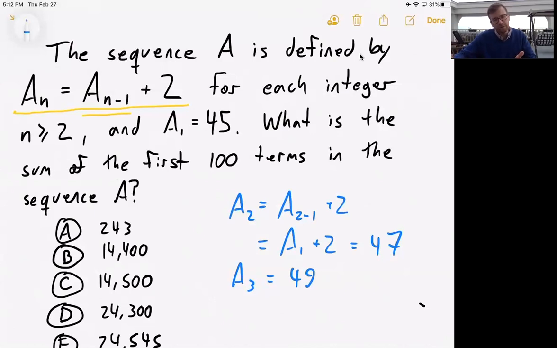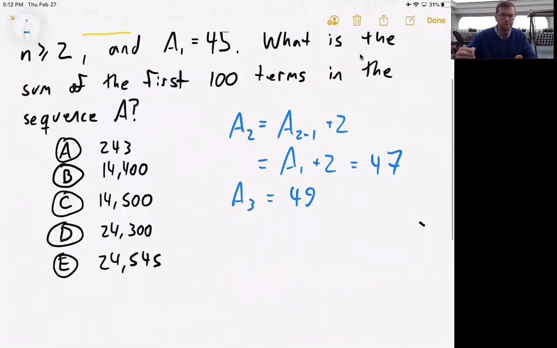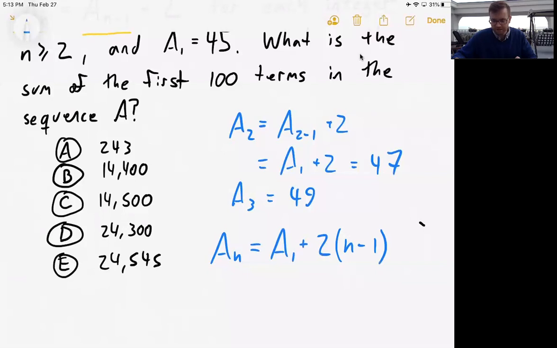After you see that, if you're familiar with geometric and arithmetic sequences, you'd go, oh, hey, this is an arithmetic sequence. You might remember that an arithmetic sequence can be defined like this: the nth term is the first term plus the common difference, which in this case is 2, times n minus 1. The terms go 45, 47, 49, and the difference between those is 2. You can convince yourself fairly easily that this different way of defining the sequence achieves the same results.